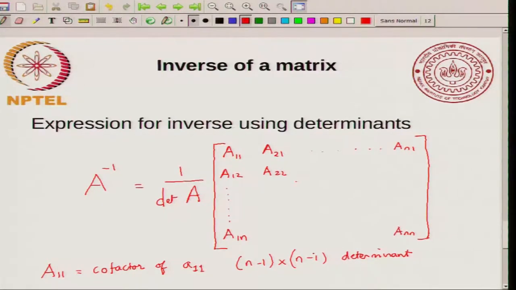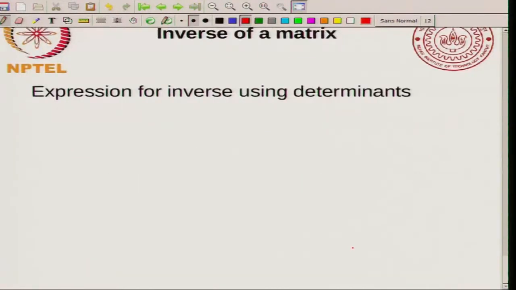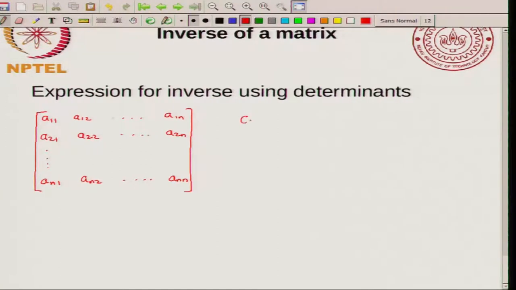Once again, let me remind you what the cofactor is. If you had a matrix A11, A12, A1n, A21, A22, A2n, An1, An2, up to Ann, and let's say I want to calculate a cofactor, I'll just take some element. Let me take A13, or let me take A23. That'll make it more interesting. So suppose I have A23 here.